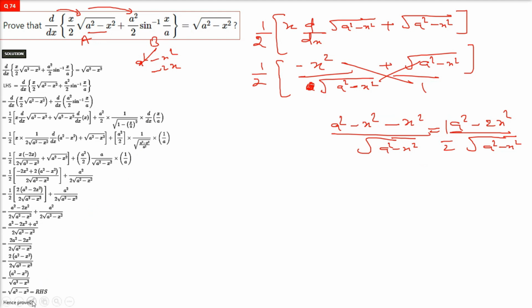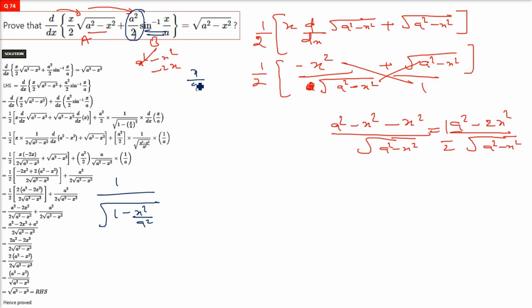Second part, we don't need to apply the product rule. Why? Because a square by 2 is entirely constant. So we don't have to worry about a square by 2. You can just keep it like that. But the derivative of sin inverse of anything will be 1 by under root 1 minus of that thing square. So 1 by under root 1 minus x square by a square.